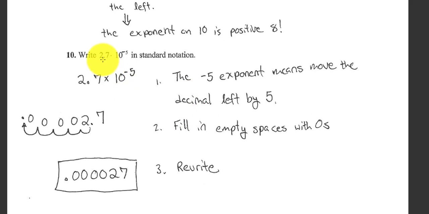All right, now we have 2.7 times 10 to the negative 5, a really, really small number. Okay, so 2.7 is going to become smaller. So when we have a negative exponent, we move the decimal to the left. Okay, when we have a positive exponent, like this 10 to the 8, we move the decimal to the right. Negative exponent, we move the decimal 5 places to the left. 1, 2, 3, 4, 5.